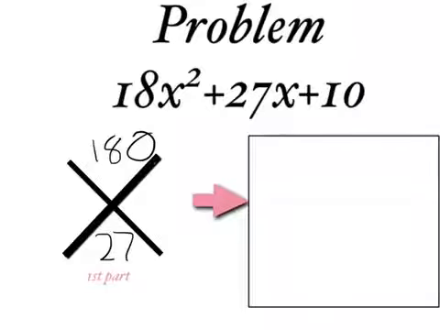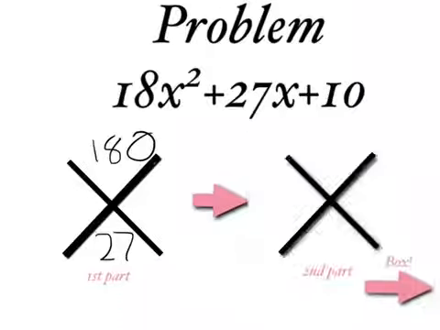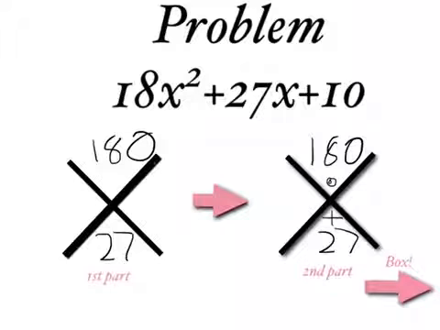Now in the second part, what we have to do is get those two numbers, 180 and 27, and think what numbers multiply to 180 and add to 27. Let's first try 90 and 2. Well, 90 times 2, yes, it is 180. But 90 plus 2, I don't think that is 27. So let's try something else.